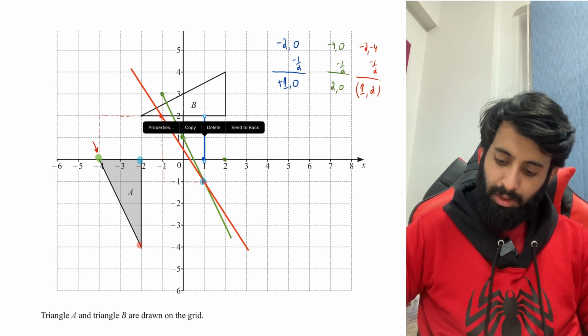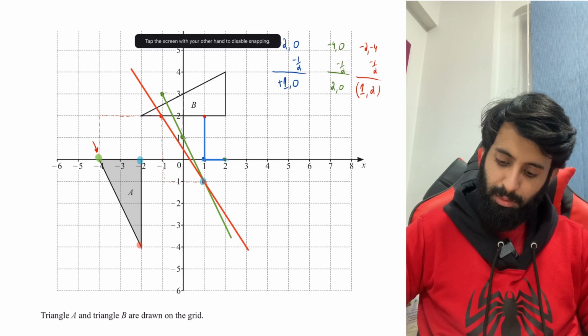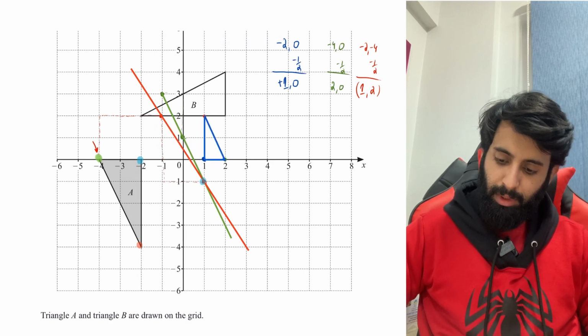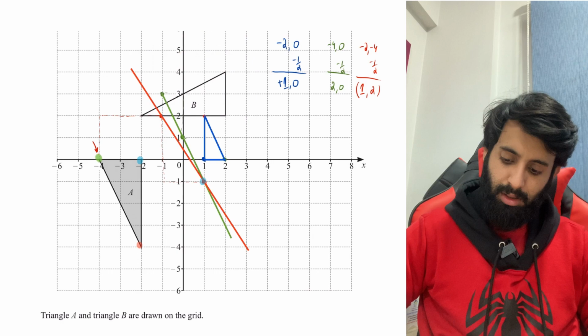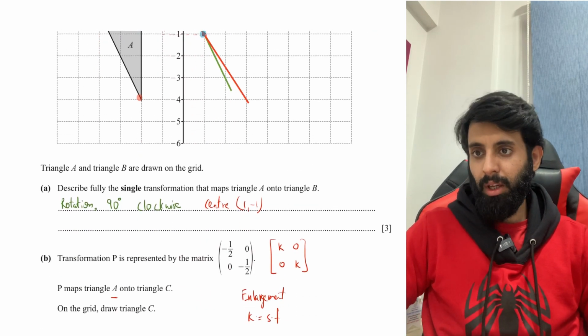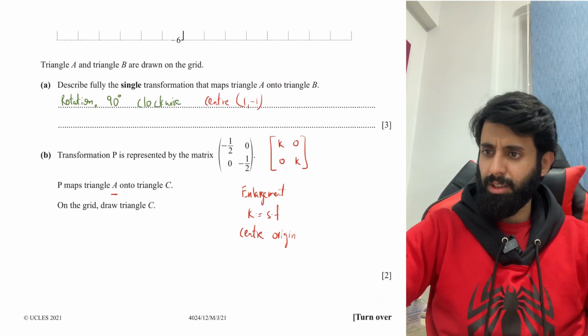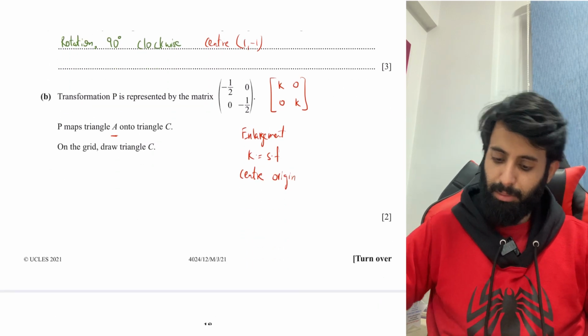And now I'm going to join these 3 points to make a nice and smooth triangle out of it. And we're going to label this one C, just like the question wanted us to. And there you go. Let's check the answer. 2 0, 1 0, 1 2. Yep, we're on the right track.